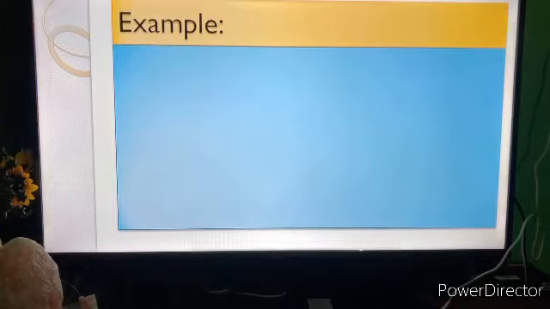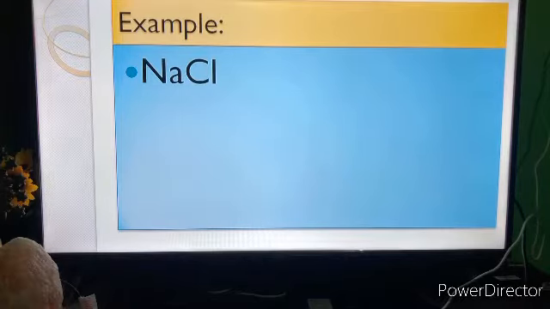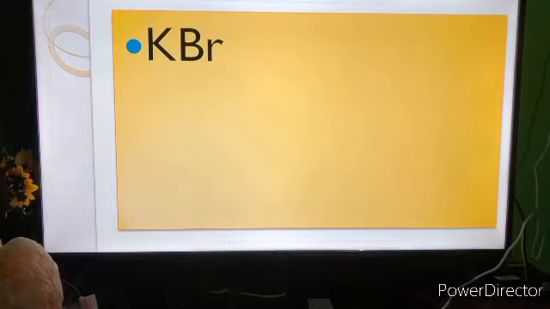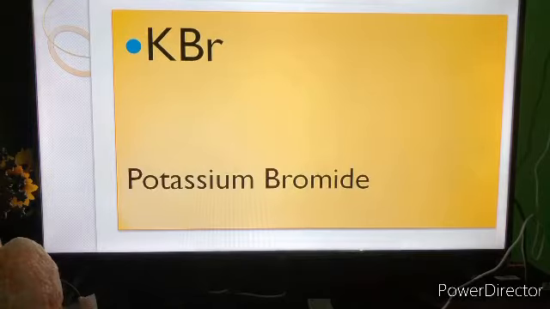Okay, another example. We have NaCl. The elemental name of the metal Na is sodium. Cl will be named as chloride, adding the suffix IDE to the root of the elemental name of chlorine. That's why it became chloride. So NaCl is sodium chloride. Another example is KBr. K is potassium, Br is bromine. So the name will become potassium bromide.